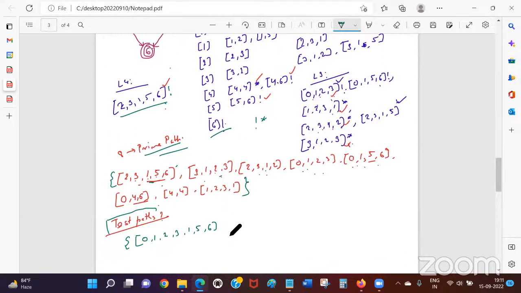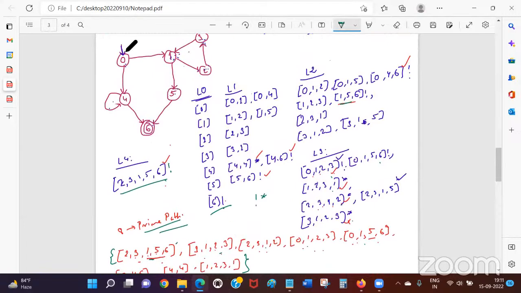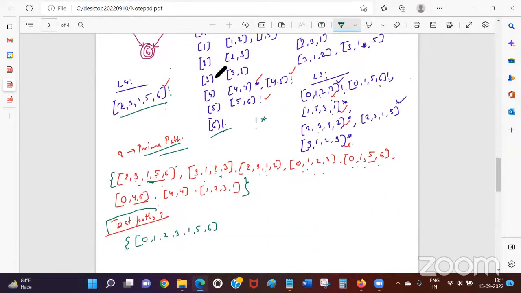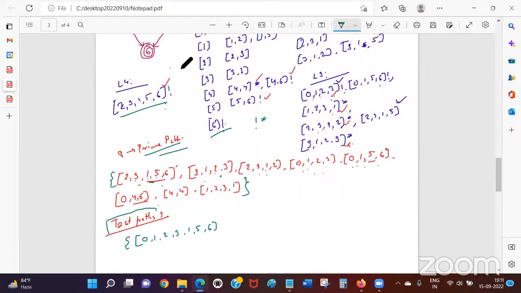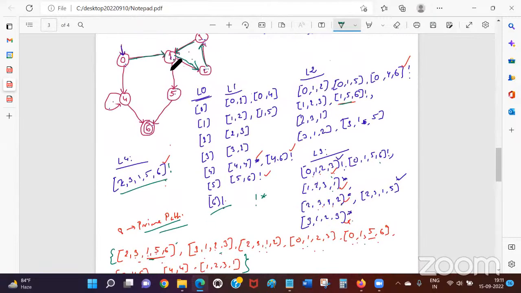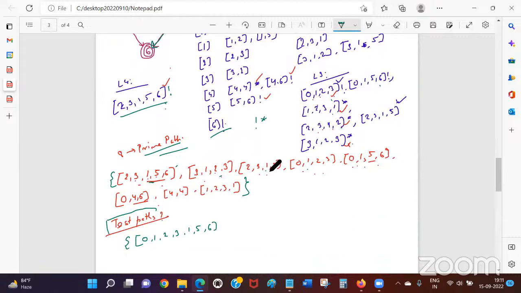Just 0, 1, 2, 3, 1, 5, 6. It is like this. Okay, so I got one test path.